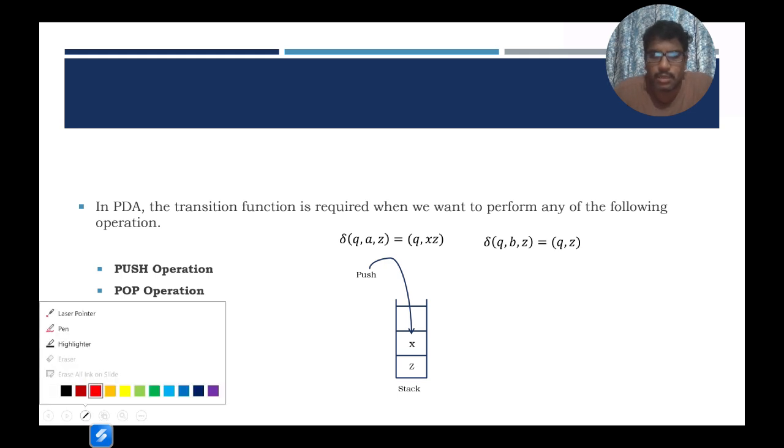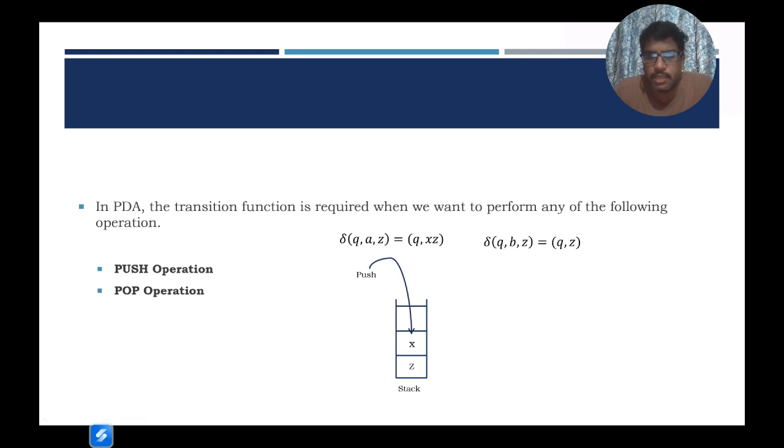Actually here we have X as the top of the stack. So by reading B, I am going to pop the X, so that it contains X comma Z. After popping, the stack will be empty. Now the next operation is no operation.